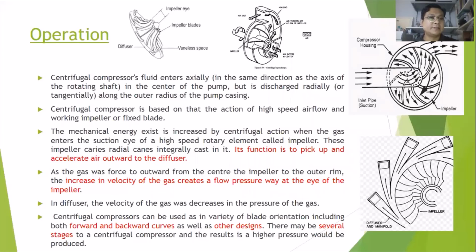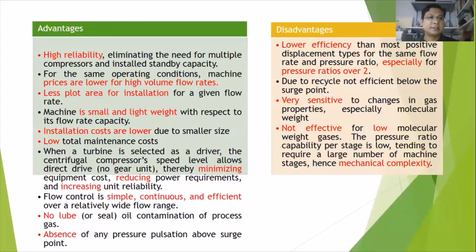Okay, operation of the centrifugal compressor: the fluid enters axially, like I mentioned before, and then goes radial here, as you can see from the figure. Then the advantages: you can see so many advantages in this compressor. High reliability. For the same operation, machine price is lower for high volume flow rate, less plot area for installation. The machine is small, installation costs are lower, and total maintenance costs are low. One sound, you can see by yourself.